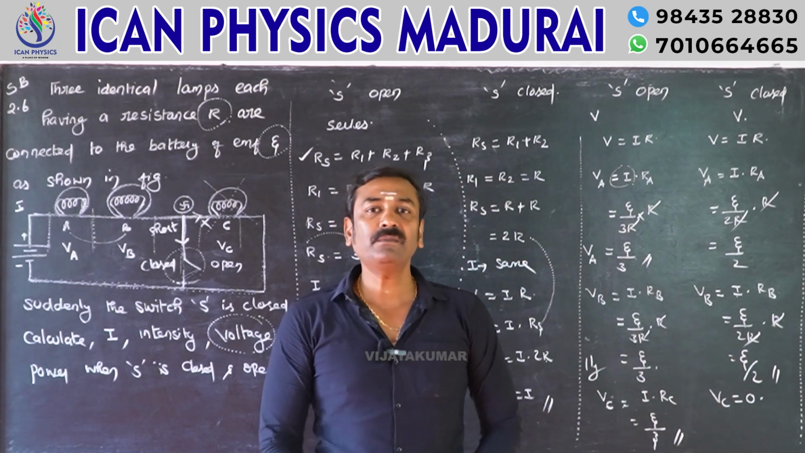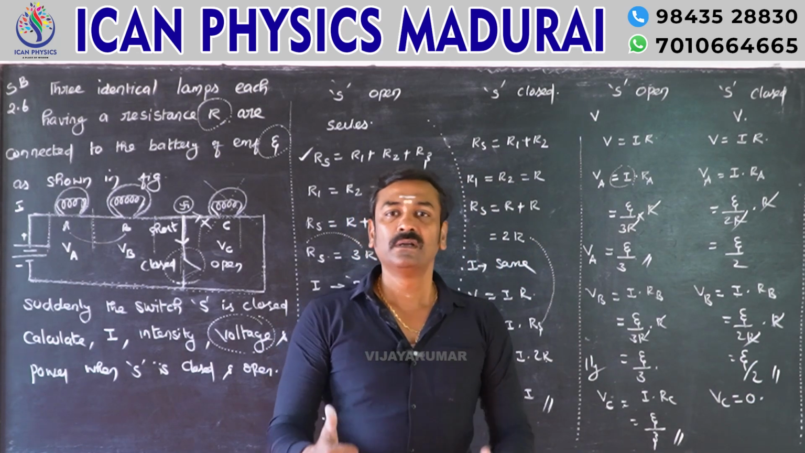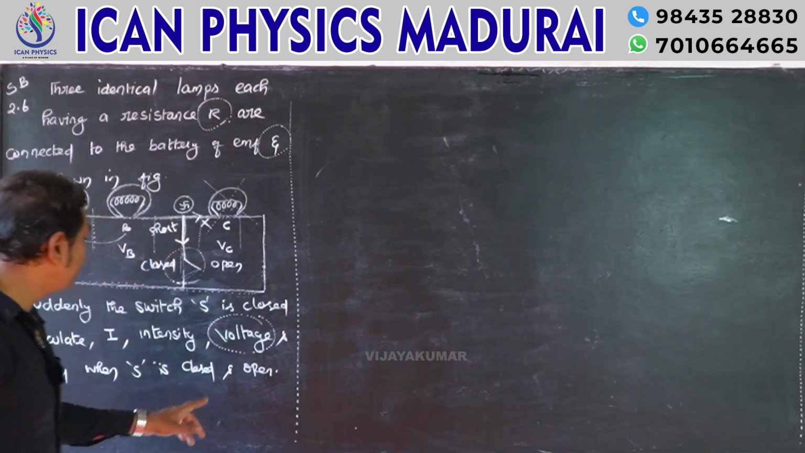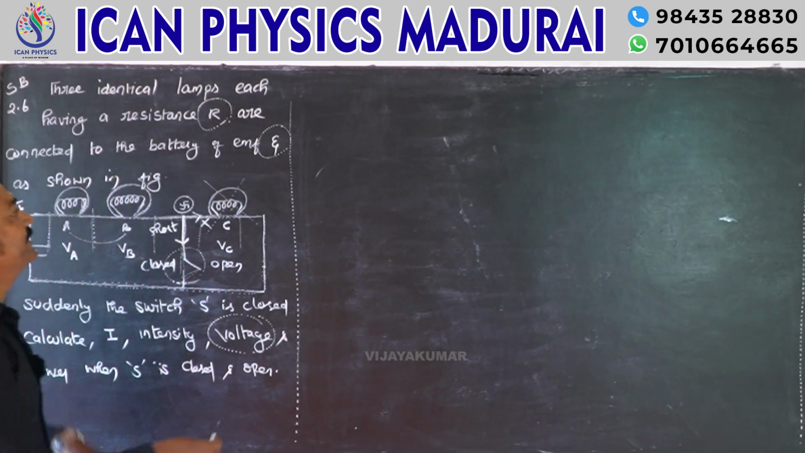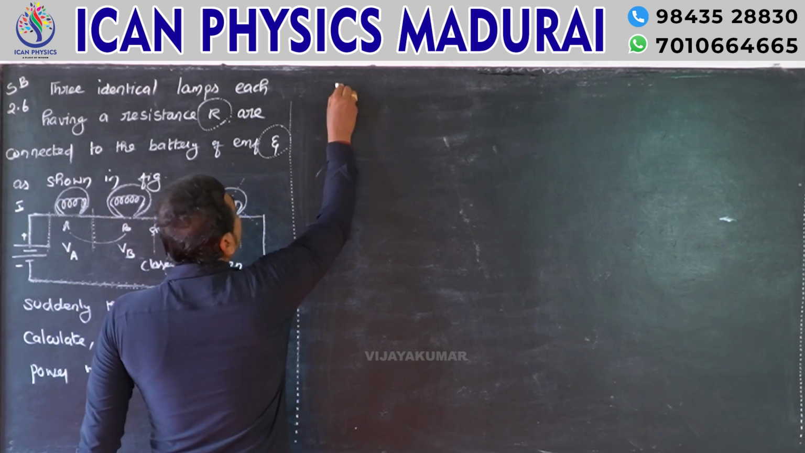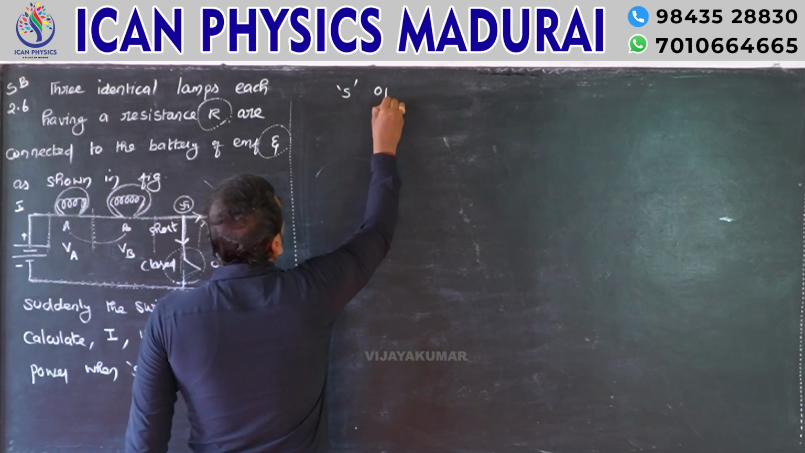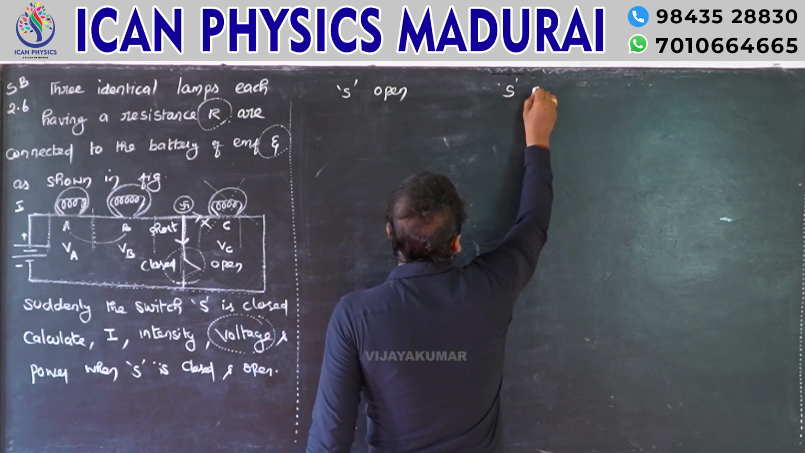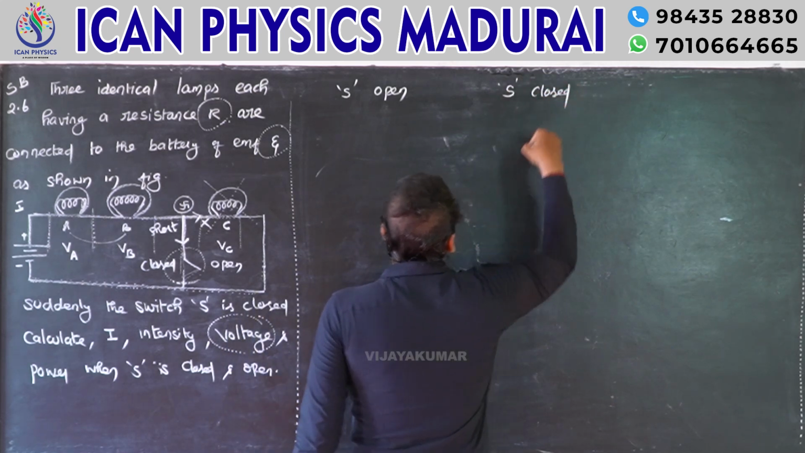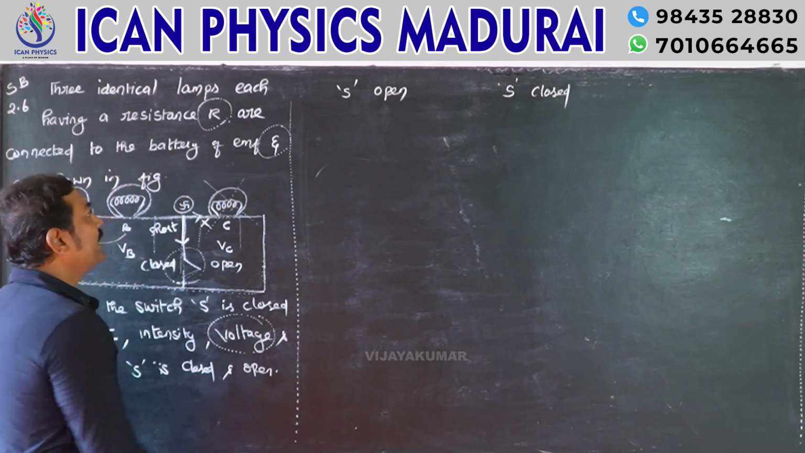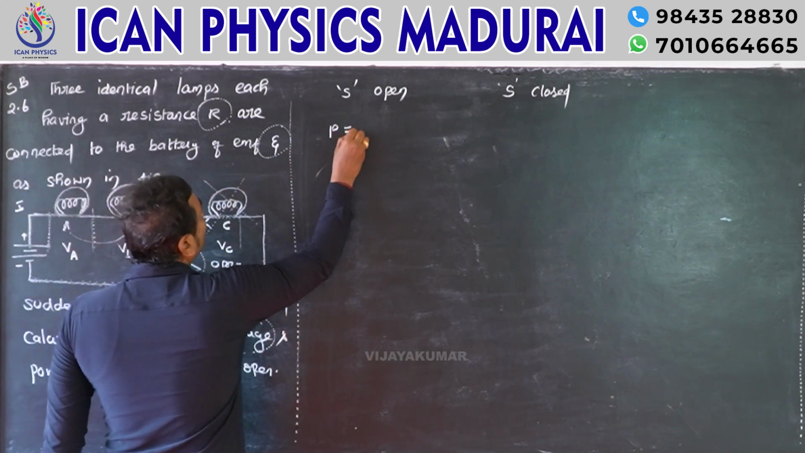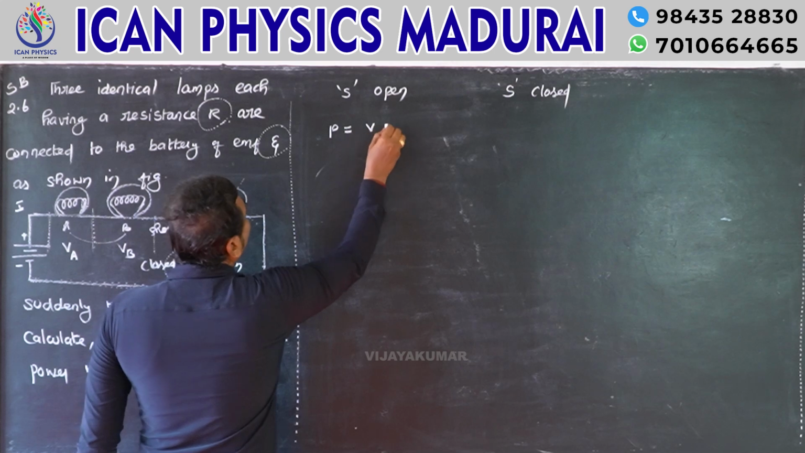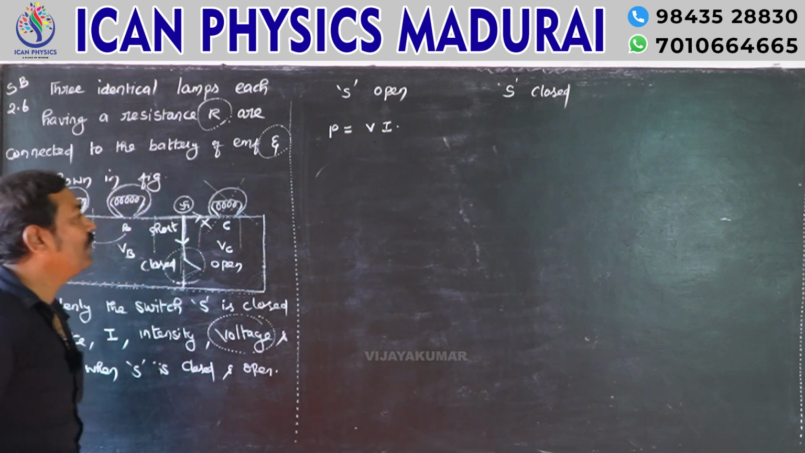Okay, do you get it now? Do you have any doubts? No doubts. So now the third one is power. When the switch is open, and when the switch is closed, we are going to calculate the power. What is the formula to calculate the power? Power equals VI.